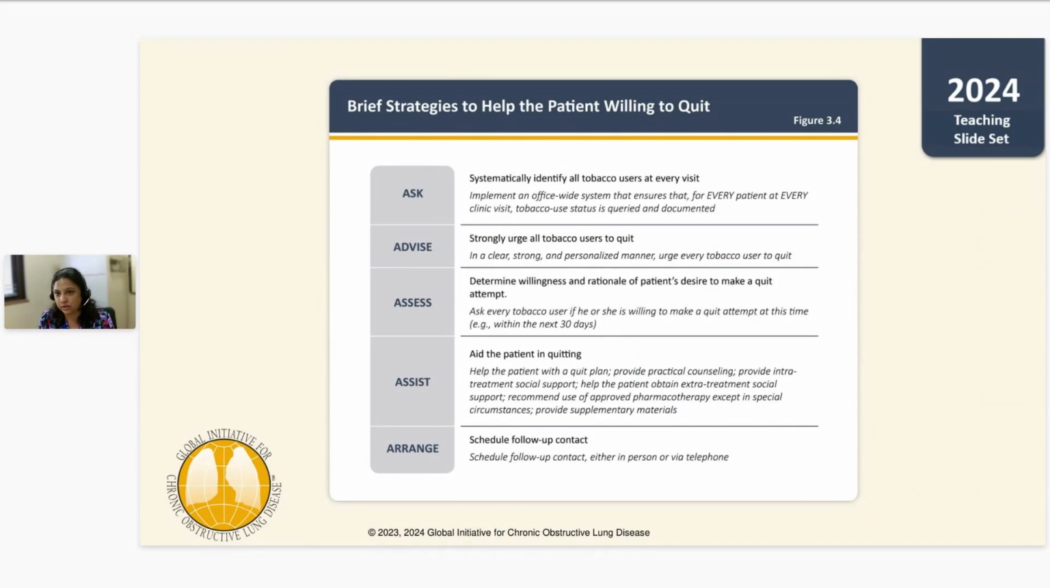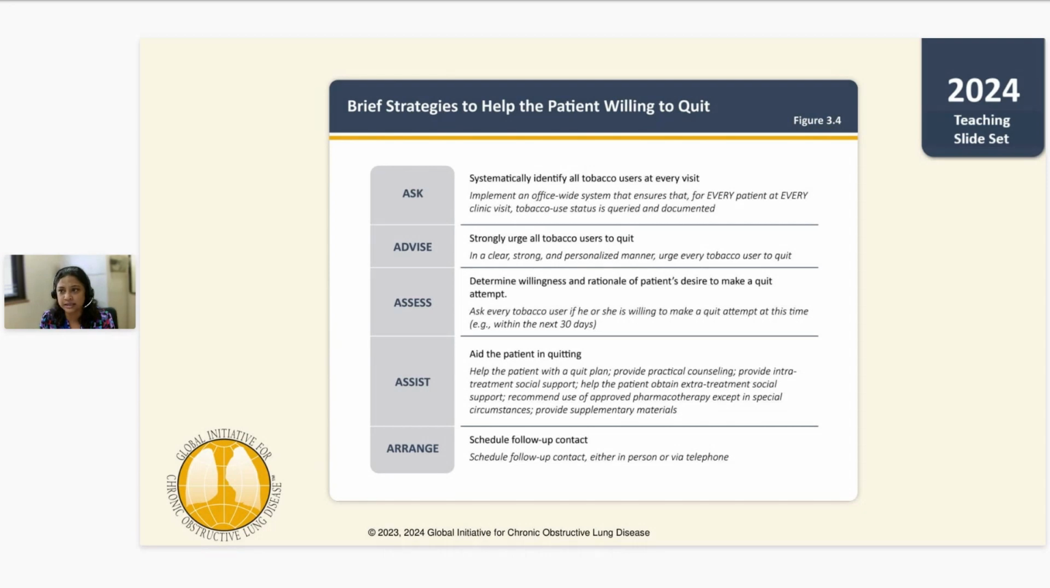So, the GOLD guidelines give us this strategy to help patients quit. First, obviously, is to ask, systematically asking them at every visit whether they're smoking. I even ask patients who have told me they quit smoking. I'll ask them every appointment in case they've restarted again. Advising the patient, strongly urging them to quit, and looking at the reasons why from a quality of life perspective as well as their larger health perspective.